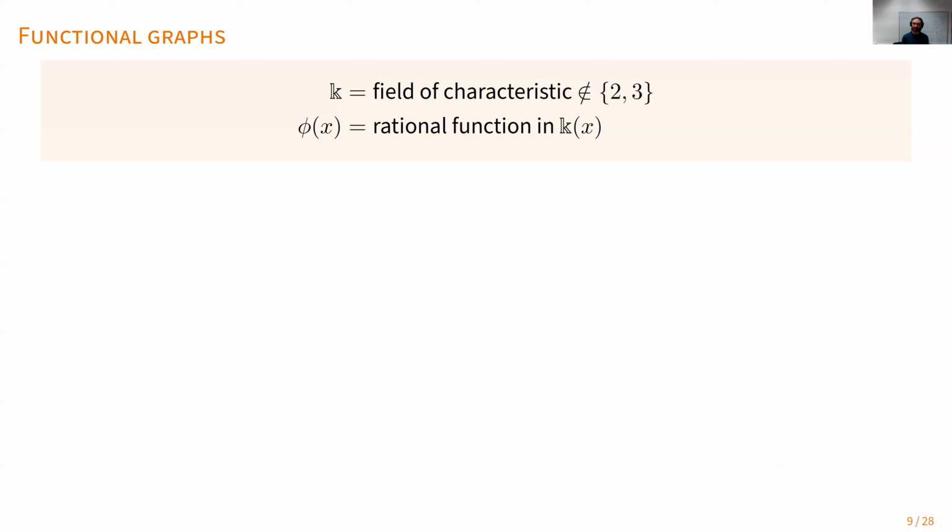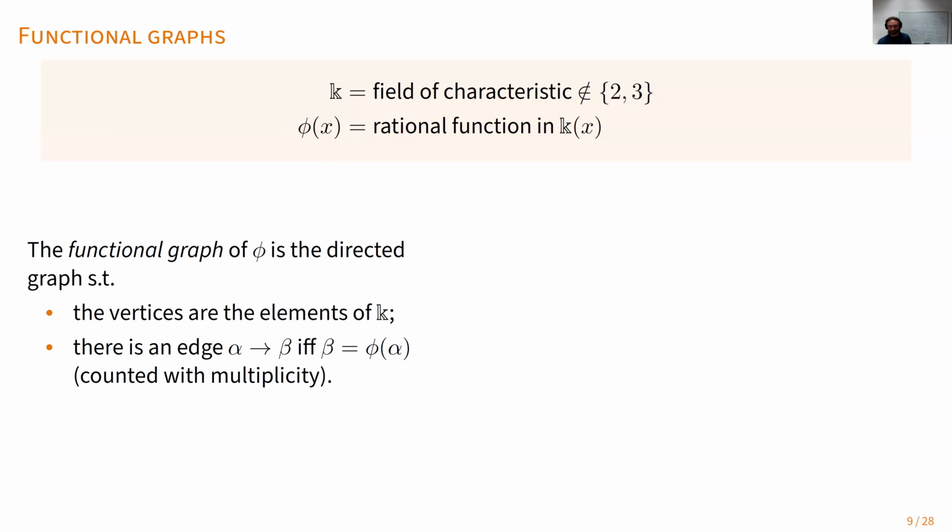So we pick any field except for characteristic 2 and 3, which I barely know. And we pick a rational function over this field, which we call phi. Generally, the functional graph of phi is just a graph where you put all the elements of the field and you connect two elements by an arrow if and only if this element is mapped to the other by the function phi you chose in the first place.